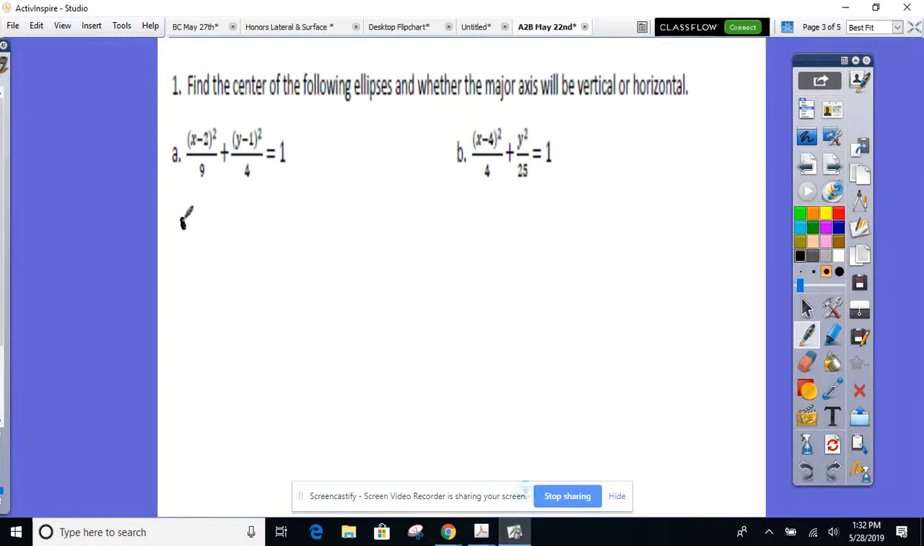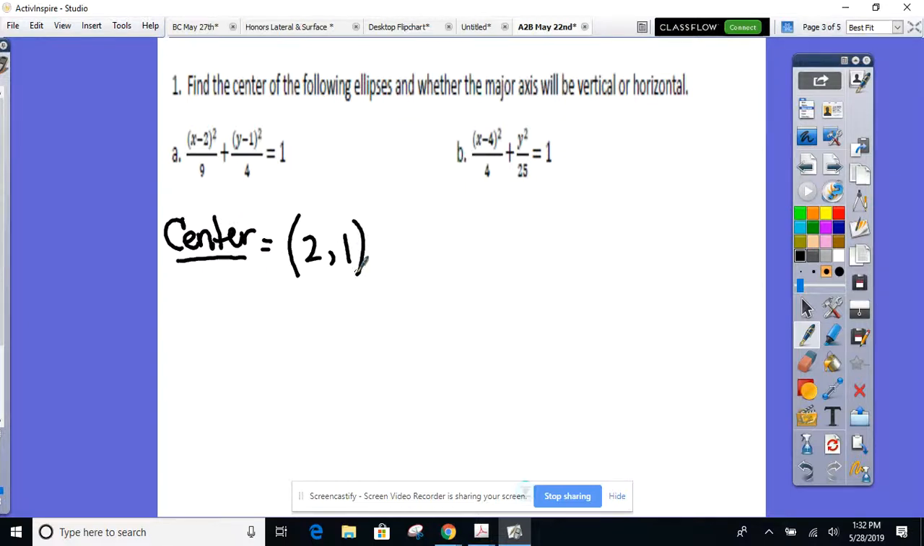All right, so let's start. Number 1, the center. That's what I get from the numerators, and you take the opposite of what's there. So I have x minus 2 and y minus 1. What do you think the center of this ellipse will be? Positive 2, comma, positive 1. So that's where the center of the ellipse would be.